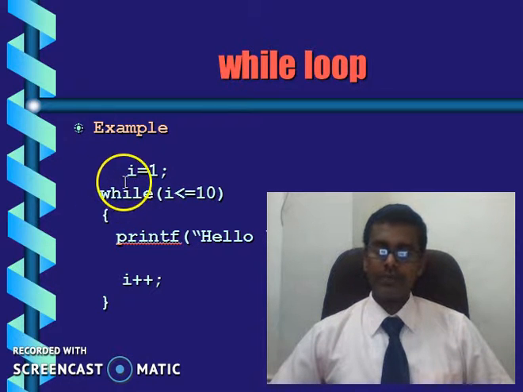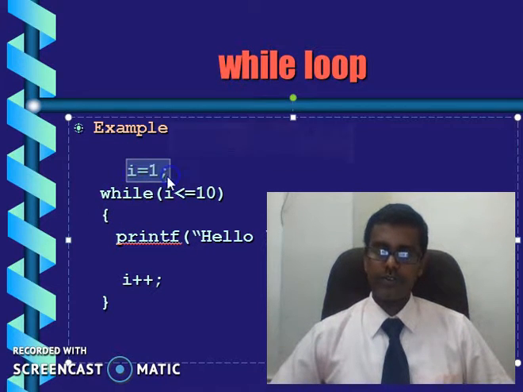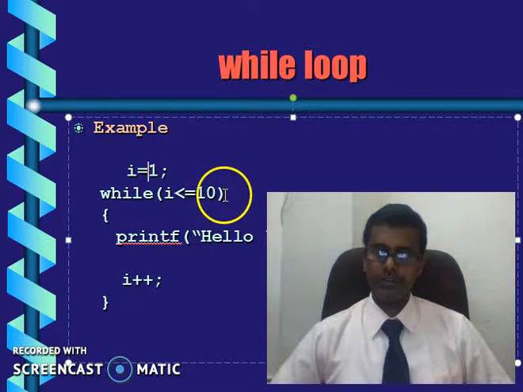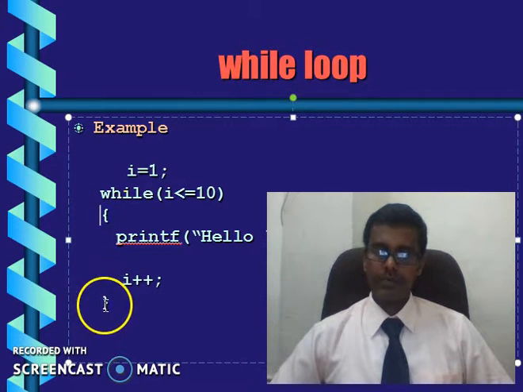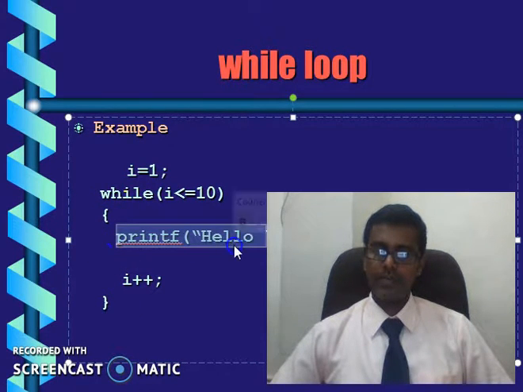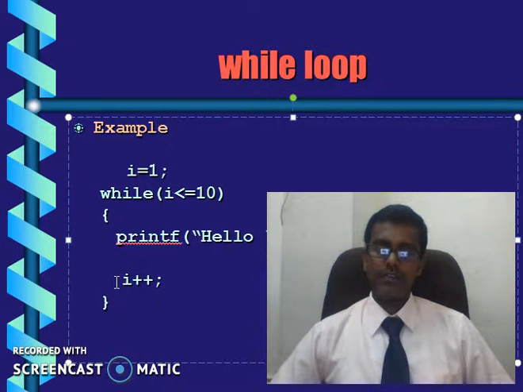Now I already told you the initialization should be given before the while loop. So I have initialized i equal to 1 before while, and then I am writing a condition in the while statement, while i less than or equal to 10, and within this open and close bracket I am writing this printf hello. And I already told you the increment should be given at the bottom of the while. So i plus plus I have given at the bottom of the while loop.